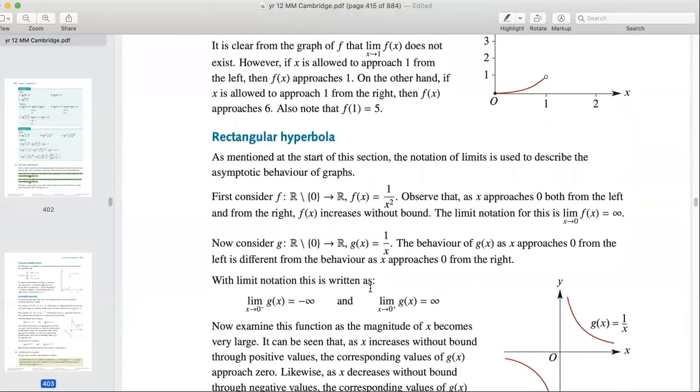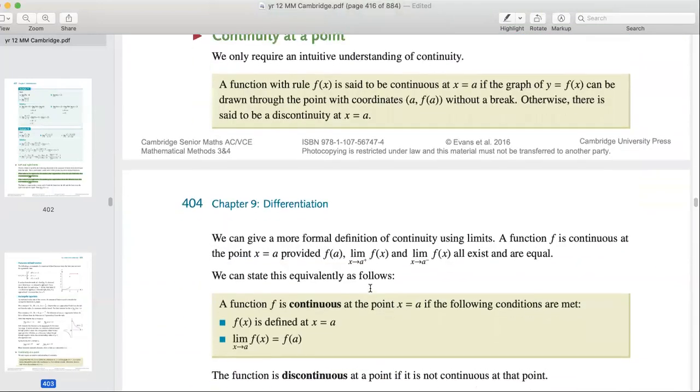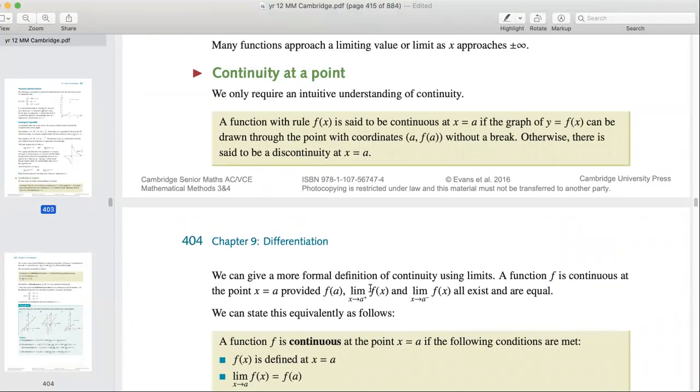So for any function, if we want to determine if it's continuous at a certain point, we need to satisfy three things. So the first one is that f is defined at x equal a. Essentially, it just means a is inside the domain, so a must be in the domain. The second one is the left limit must equal the right limit. So basically it means the limit at this point exists. The third one is the limit is equal to the defined value.